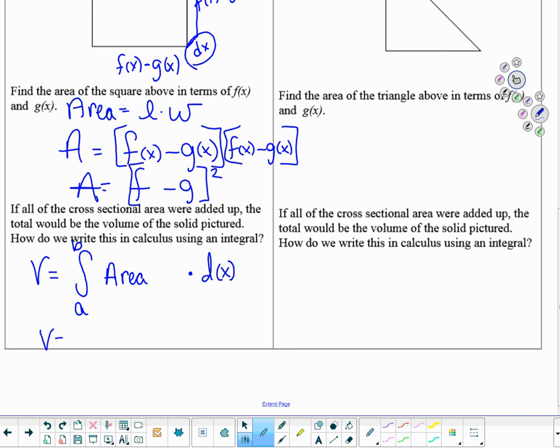So if I follow my pattern here, it's going to be from A to B, those intersection points of my curves. And then for squares, it's going to be the integral of f of x minus g of x quantity squared dx. And that's all that's to it.